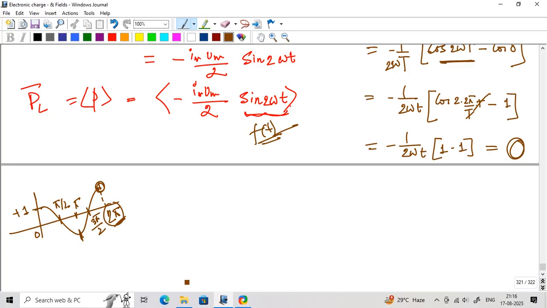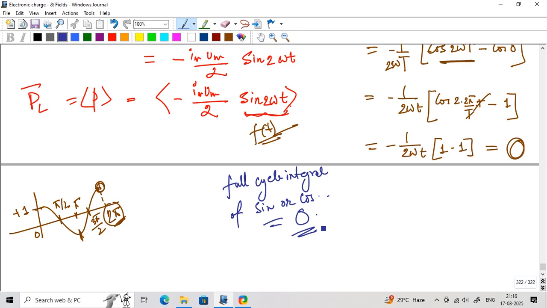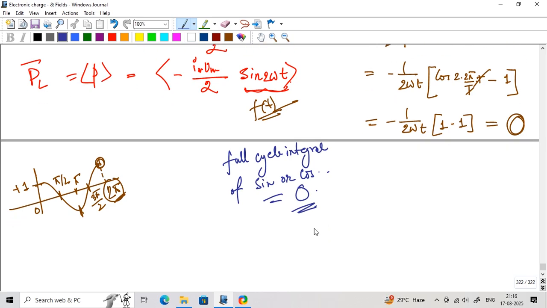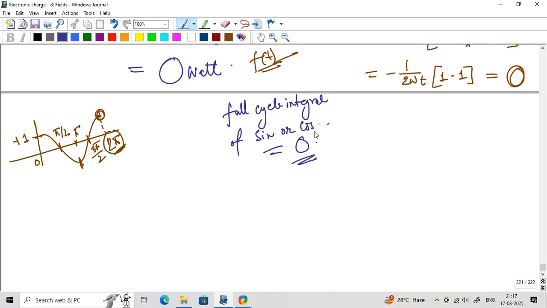So the full cycle integration of sine or cos. Here the final conclusion is that the full cycle integral of sine or cos is 0. So the total average power is 0 watt. Now we understand, with the help of some diagrams, when the coil is magnetized or demagnetized, depending on the current in the diagram.